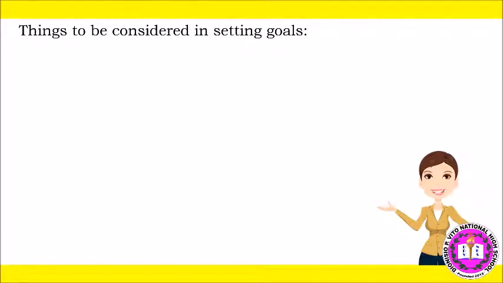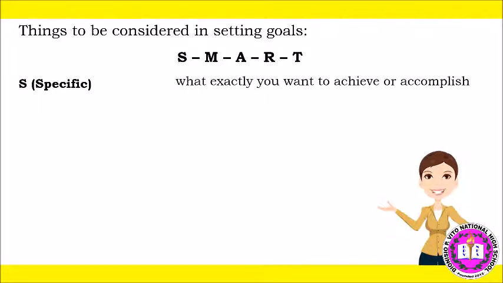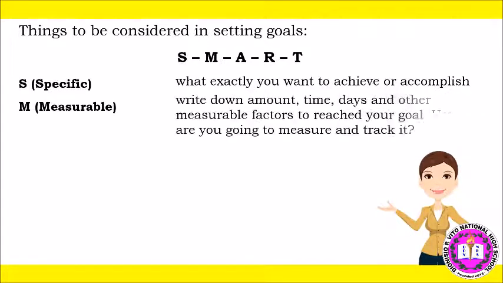Things to be considered in setting goals. You need to be SMART. S for specific: what exactly do you want to achieve or accomplish? M for measurable: write down amount, time, days, and other measurable factors to reach your goal. How are you going to measure and track it?